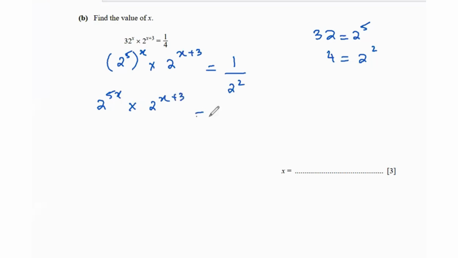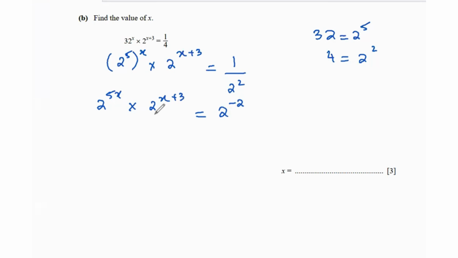And over here, I'm going to bring this in the numerator. So it's going to be 2 to the power of negative 2. Whenever we move a power from the numerator to the denominator or vice versa, its sign changes. So this base 2 will remain the same. The sign of the power will change. So it's not going to be negative 2 to the power of negative 2 or negative 2 to the power of positive 2. It's going to be 2 to the power of negative 2.